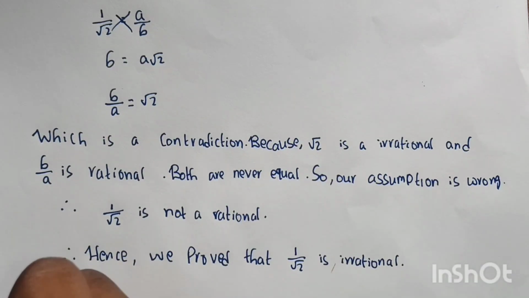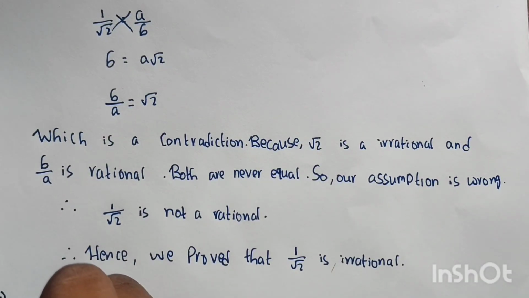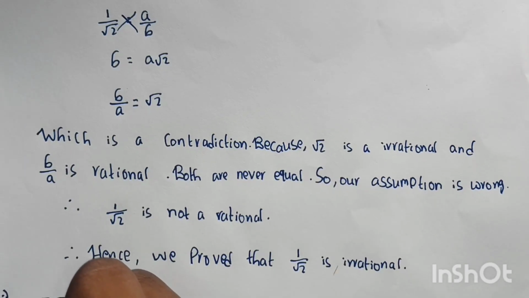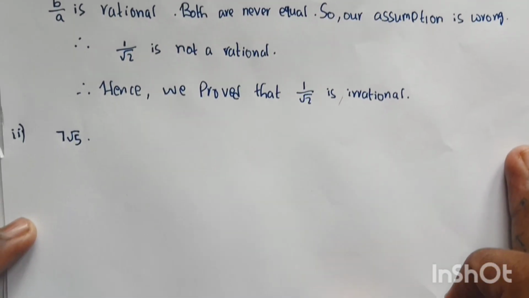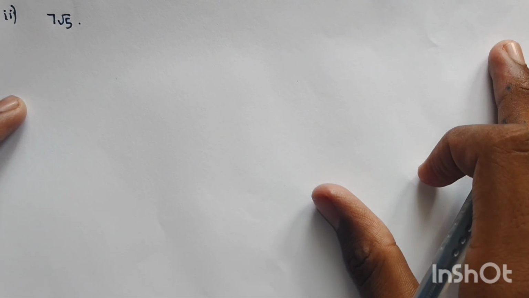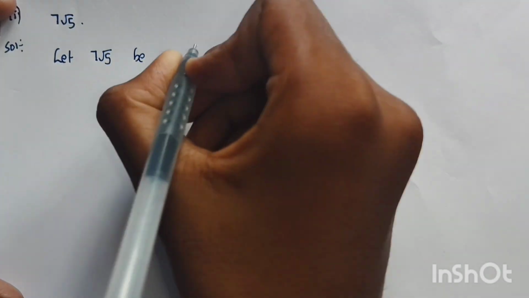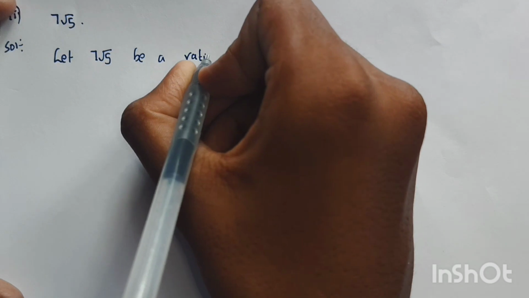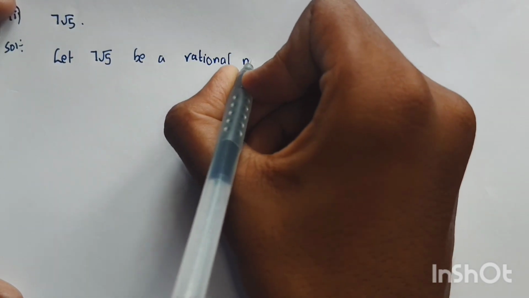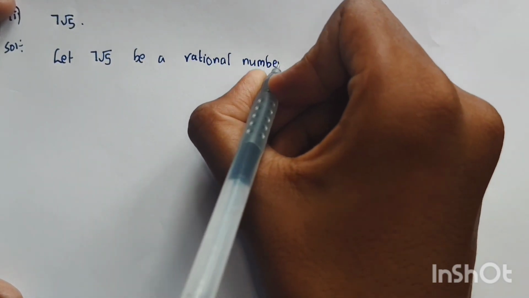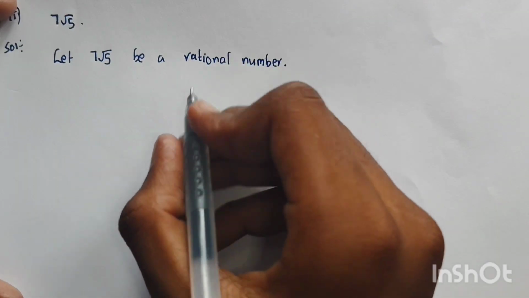So let us go to the second problem. Sorry friends, second problem. So let us solve it. Let 7√5 be a rational number. What is the form of rational number? a by b.